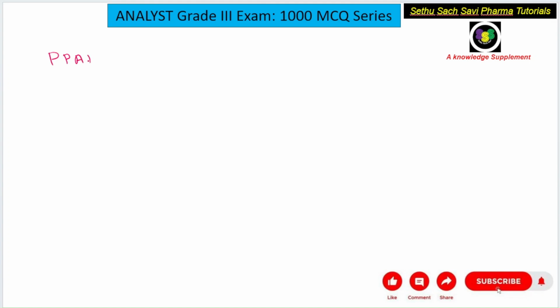Now, PPAR alpha, which is a subtype of PPAR receptor. Stimulation of this PPAR alpha has the ability to decrease triglyceride levels. Therefore, the drugs which can stimulate this PPAR alpha can be used in the treatment of dyslipidemia. So when you give a drug which can stimulate this PPAR alpha, it will decrease the triglycerides so that it can be used in the treatment of dyslipidemia.